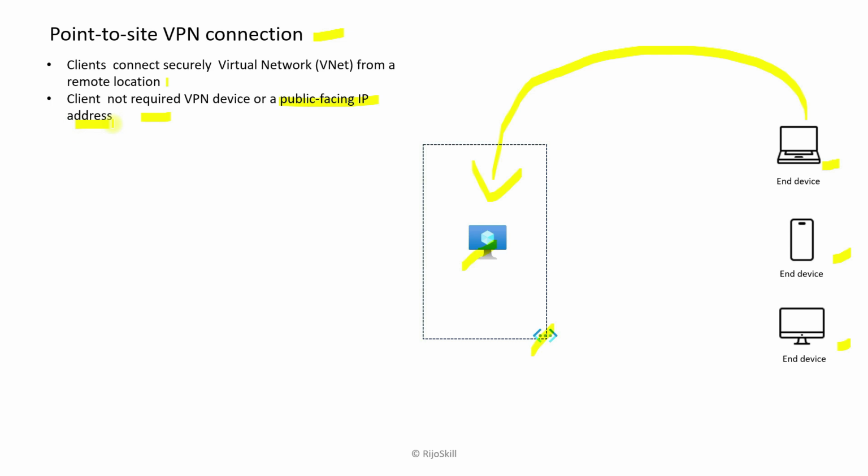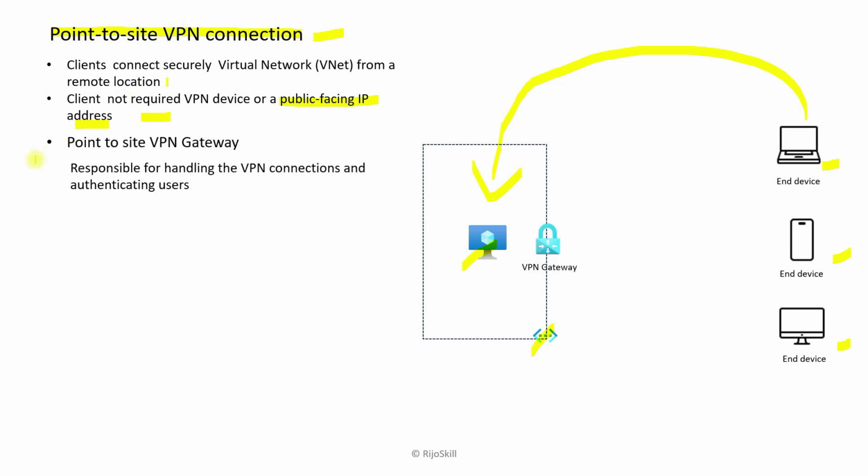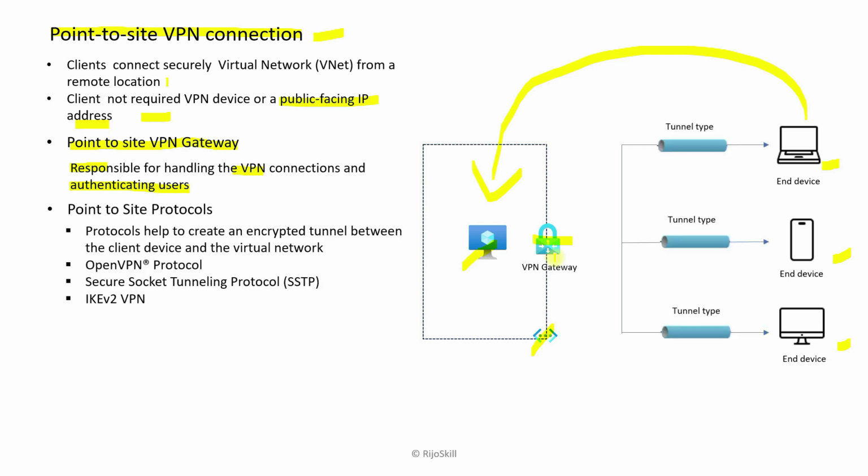So what components are needed for this type of connection? For the Point-to-Site VPN connection, first you need the Point-to-Site VPN gateway. What is its responsibility? This VPN gateway is responsible for handling the VPN connection and authentication for the Point-to-Site VPN connection. Once you create the VPN gateway, then you need to configure your Point-to-Site VPN connection. Next you can see the Point-to-Site protocol.